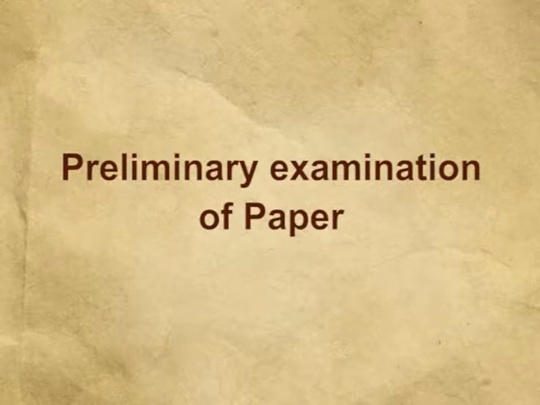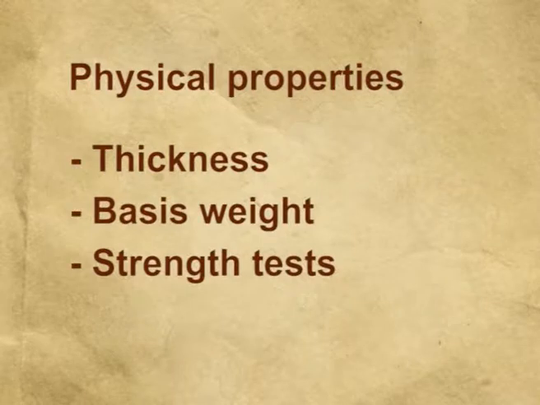Additional detailed testing of physical and optical properties, nature and treatment of fibers and chemical composition may be useful in identification of the paper. Preliminary examination of paper. It is broadly classified into the following groups. Physical properties. It includes thickness, basis weight, that is weight per unit area, and strength tests.